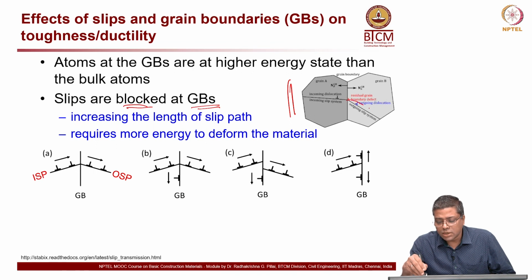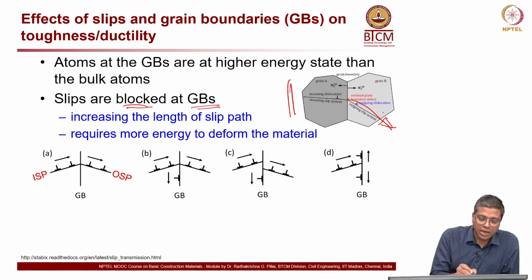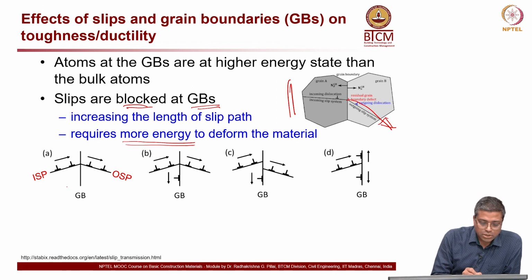They are blocked at the grain boundary, but then as you apply more stress, there will be a point at which it starts moving in the best possible direction through the next or adjacent grain available. Anyway, this process requires more energy because you have to cross through that grain boundary. You need more energy to deform the material. Now look at the drawings here. You can see this is an incoming slip plane, ISP, and an outgoing slip plane, OSP. So you can see here, look at the direction of these arrows.